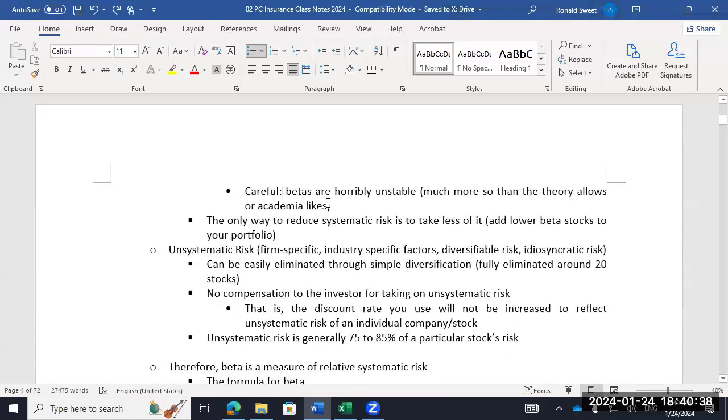Betas are terribly unstable, so it kind of harms the theory, but that's historical betas. I don't care about that. It's the future. What's your view? It can be a very subjective opinion, what you think this company's exposure is to those systematic things.